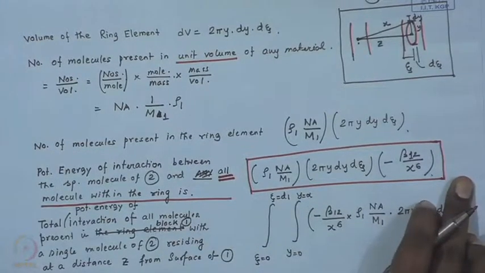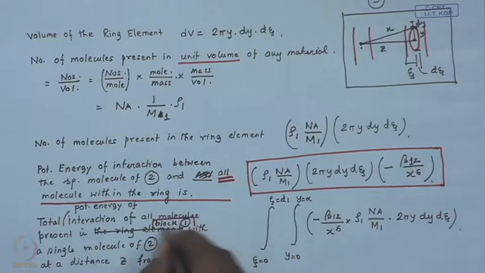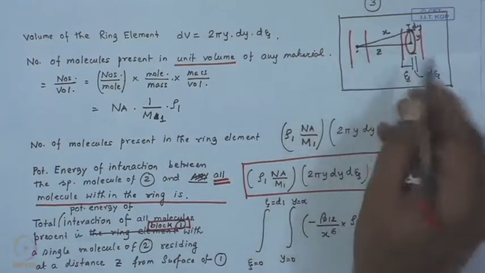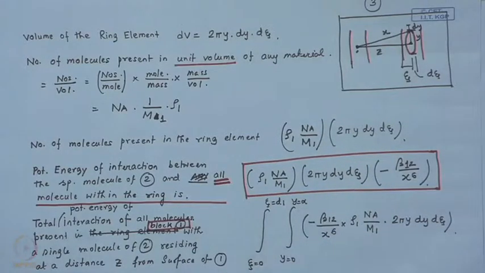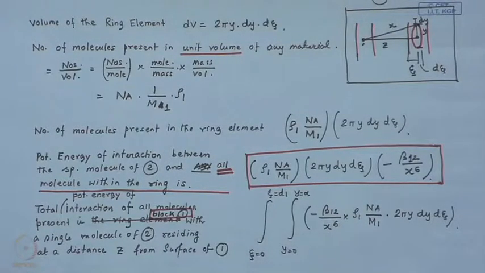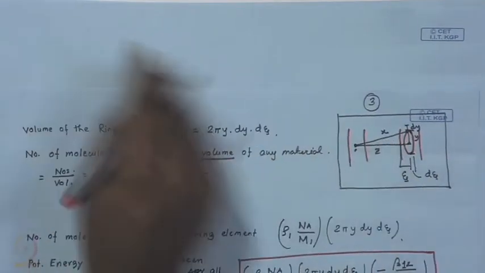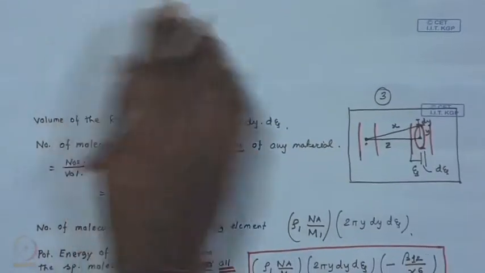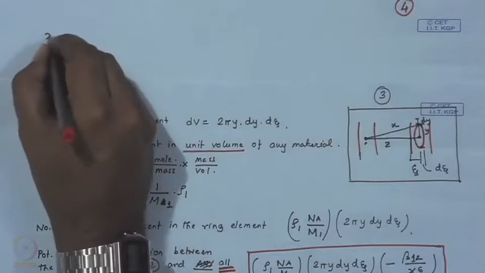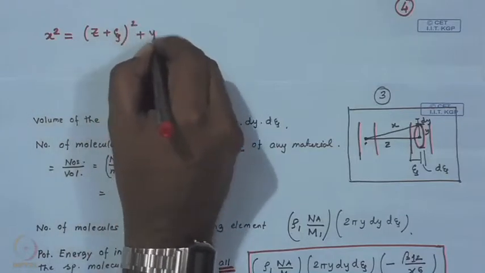Therefore, the total potential energy of interaction of all molecules present in block 1 with a single molecule of 2 residing at a distance z from the surface of 1 is obtained by integrating in terms of y and eta for the entire expanse of block 1, and this is the expression. So, we now have to perform this integral. Looking again at the geometry, x square from Pythagoras theorem is z plus eta whole square plus y square.